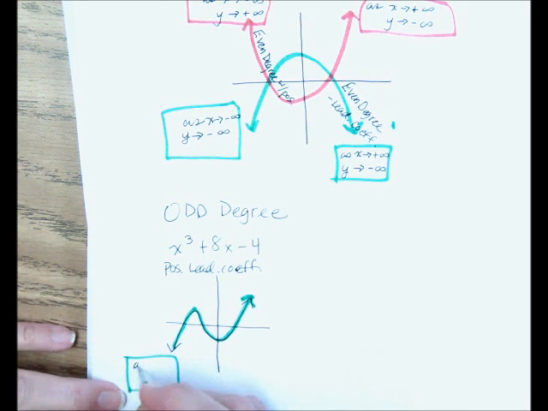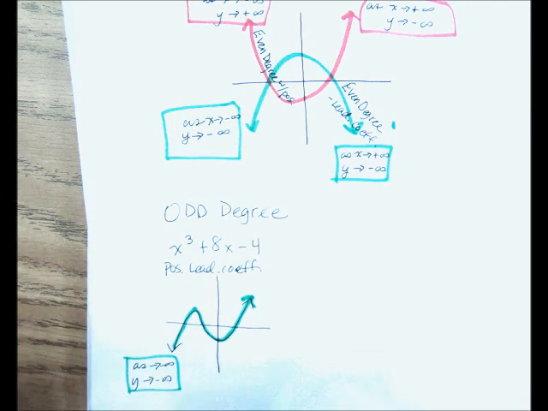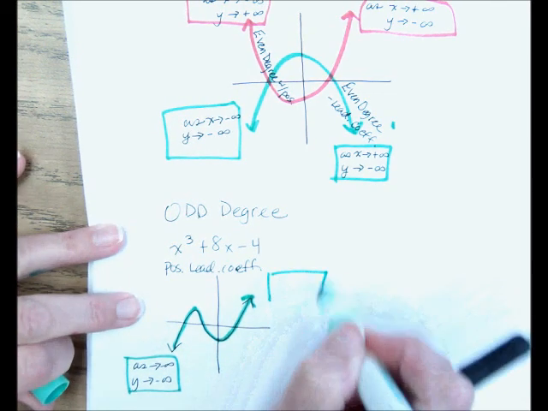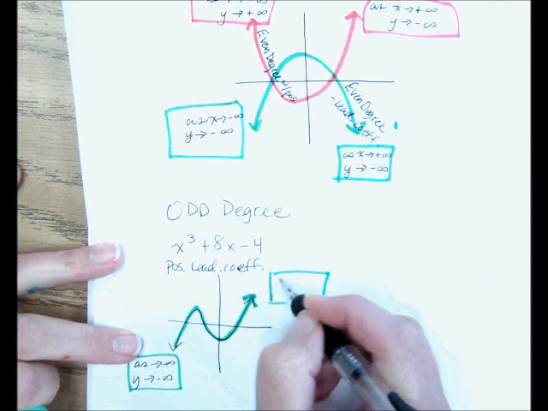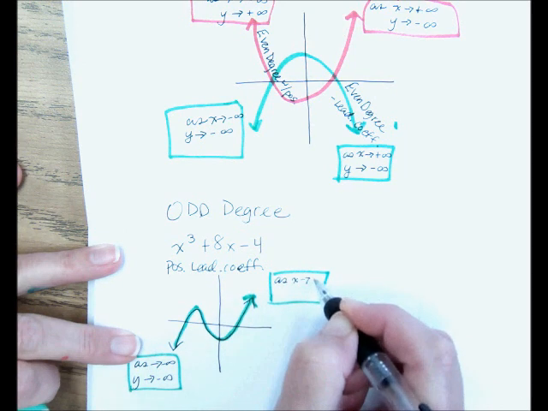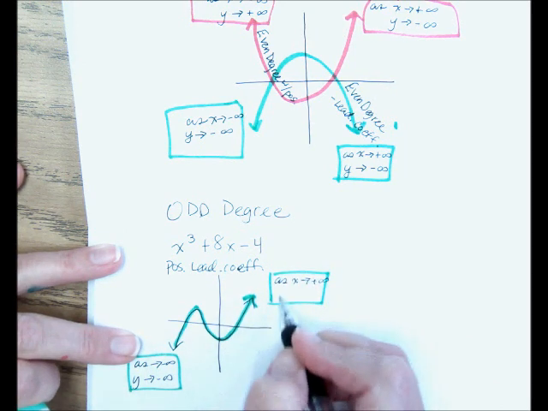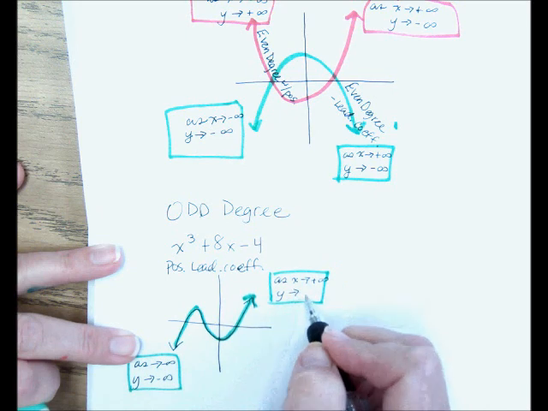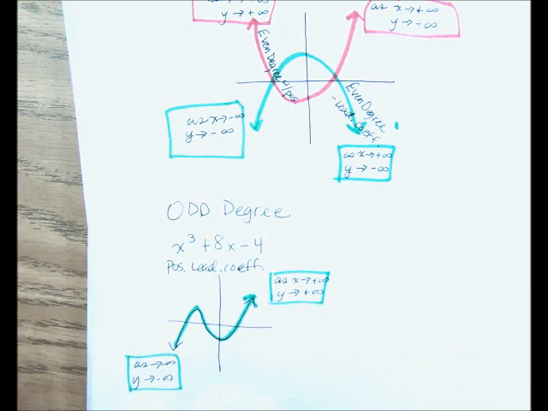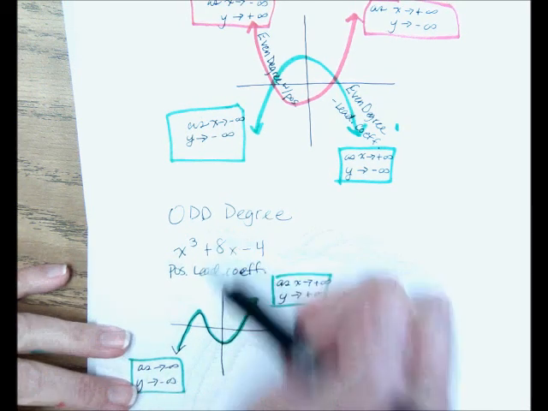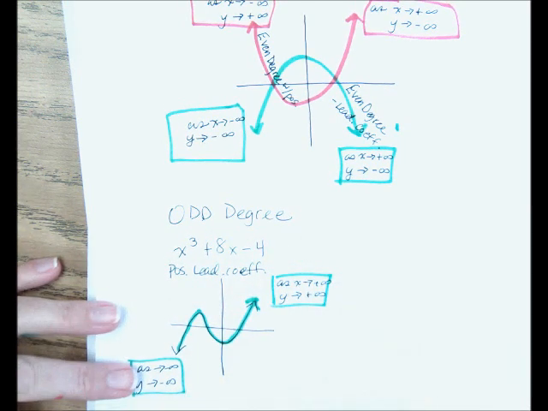So in this case, I'm going to end up with, as x approaches negative infinity, y approaches negative infinity. And as x approaches positive infinity, then y approaches positive infinity. And I can say y or f of x, either one is fine. So this is for odd and the leading coefficient is positive.